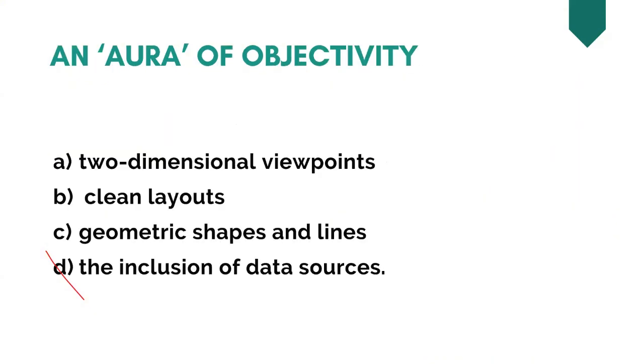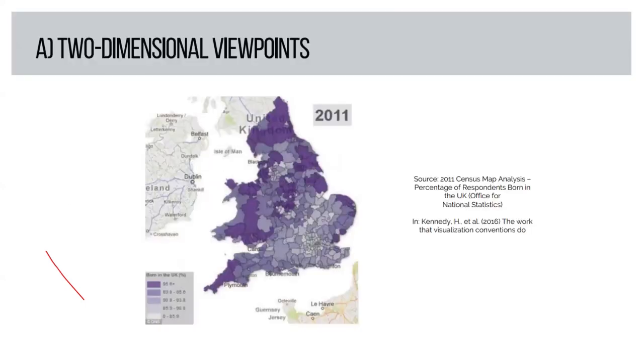There's also an aura of objectivity, and it comes down to two-dimensional viewpoints, clean layouts, geometric shapes, lines, inclusion of data source. The simpler something is presented, the easier it is to not impose biases onto that. Doesn't mean it won't happen, but it's easier to minimize the biases that you have.